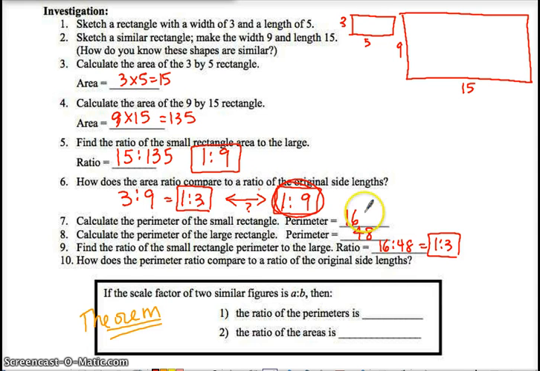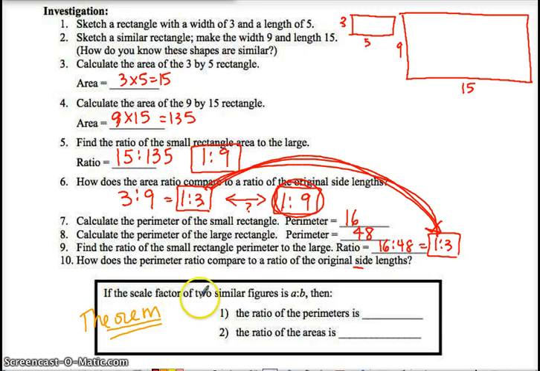Okay, think about that. Then it says calculate the perimeter. The perimeter of the small one was 16, the perimeter of the large one was 48. The relationship between the perimeters, small to large, was a 1 to 3 relationship. Okay, how does the perimeter ratio compare to the ratio of the original sides? Well, the perimeter ratio is the same as the original side ratio, and the area ratio, I'm hoping you are saying, is the square of those.